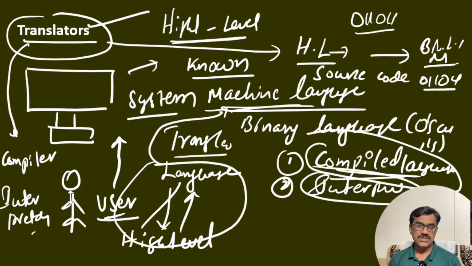Why do we need translation? Because the machine does not understand the user instructions or high-level language code. So for understanding purposes, there is a need to convert the high-level language program into the machine level. That is the main intention of using translators.